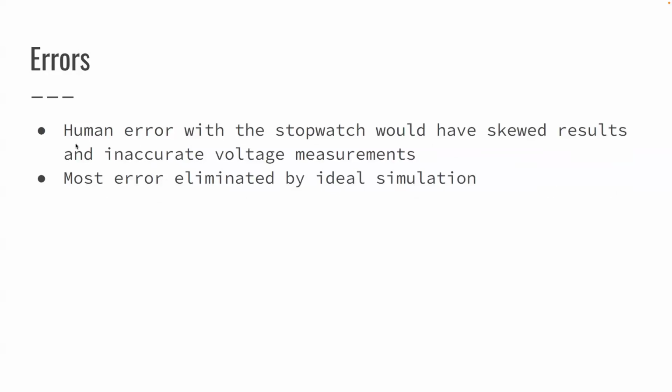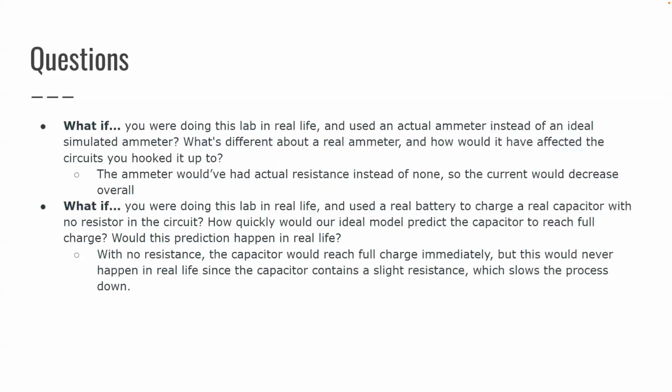Some errors that could have occurred were human error with the stopwatch, which would have skewed the results and caused inaccurate voltage measurements. Other human errors could include calculation errors and other errors in the overall experiment. Most of the error would be eliminated by the ideal simulation, but this wouldn't always happen in a real life scenario.